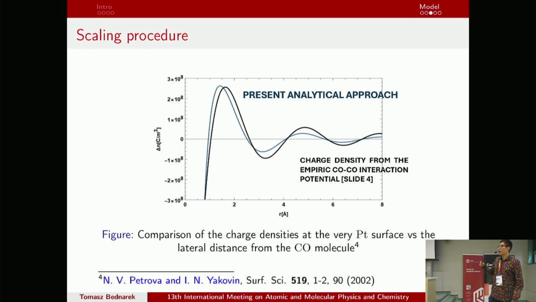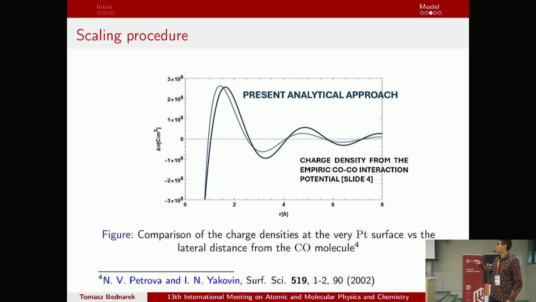Moreover, as we have a bunch of free parameters, we would like to scale the model. So we scale the model to the charge density obtained from the empirical CO interaction potential that I showed you earlier on slide 4. And as you can see, this scaling looks pretty good. Also, while scaling, we can actually retrieve a correct screened Coulomb potential when calculated within the RPA approximation. So this is also a good result.